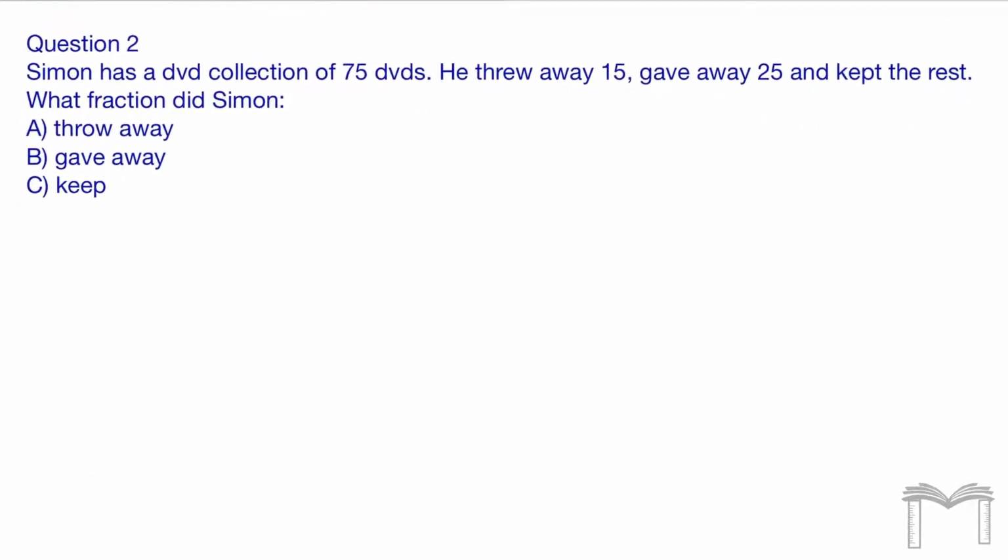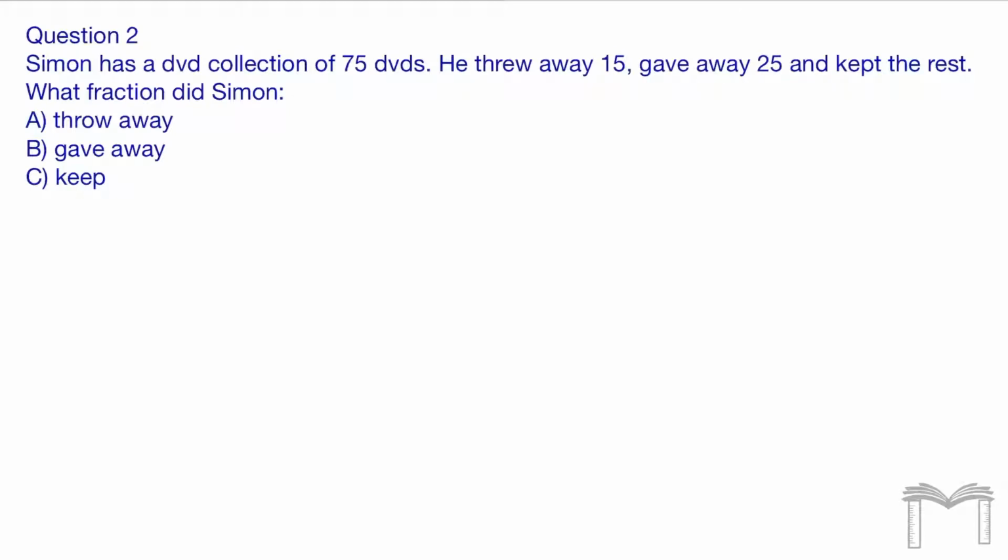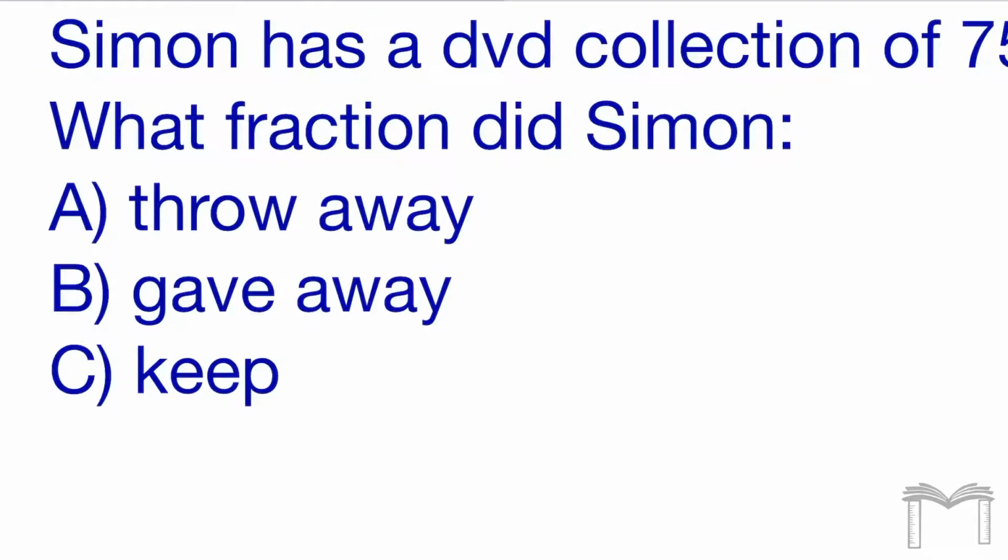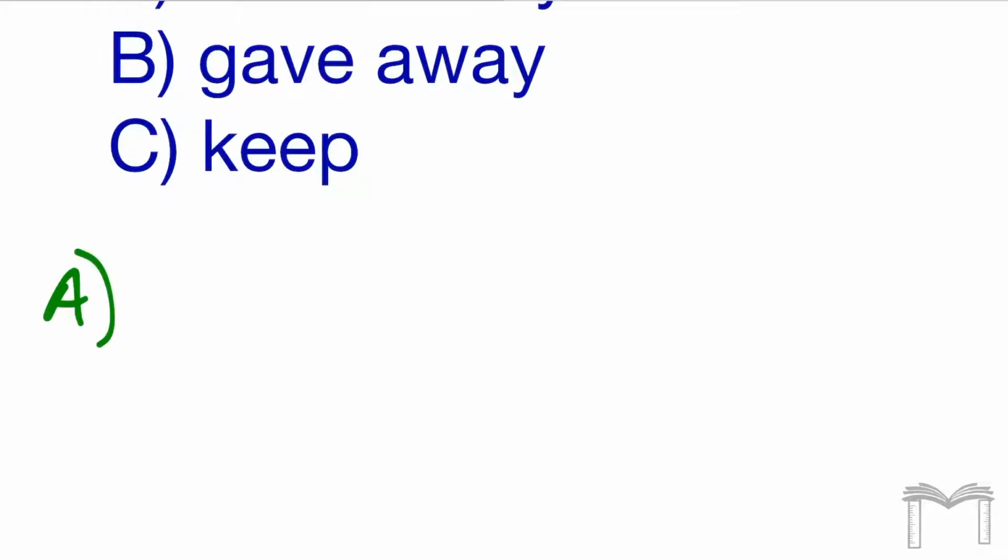Question 2. Simon has a DVD collection of 75 DVDs. He threw away 15, gave away 25, and kept the rest. What fraction did Simon, part A, throw away, B, give away, and C, keep? So we are seeing that he threw away 15. So let's work that fraction out. So that's 15 out of 75.